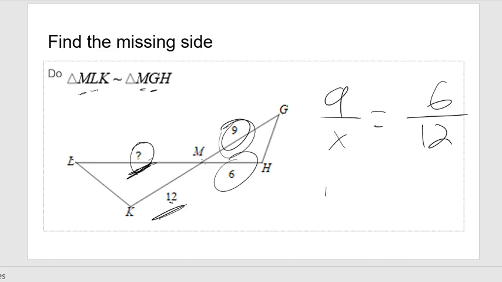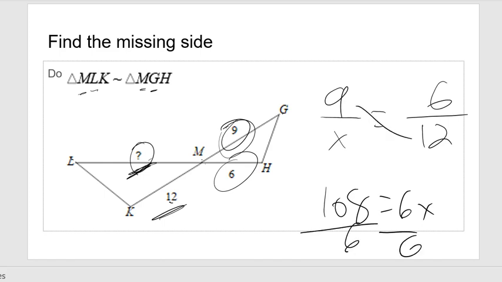So let's multiply this out. If you multiply, you get 108 equals 6x. And you divide it by 6. You get x equals 18.